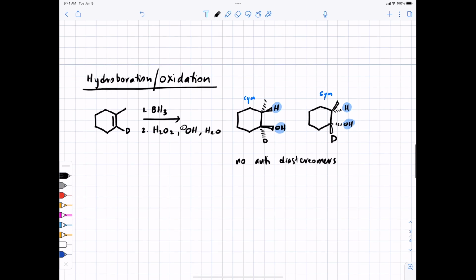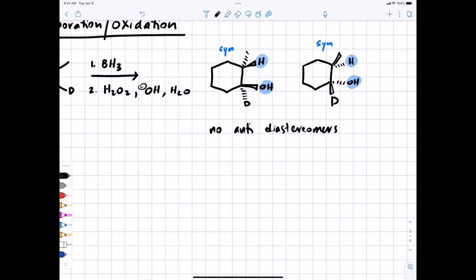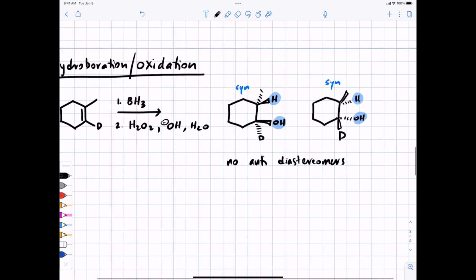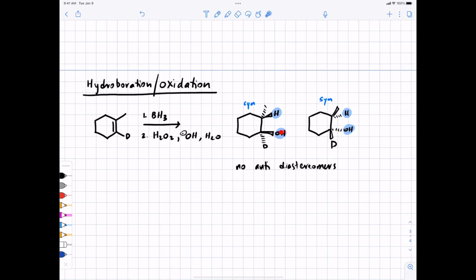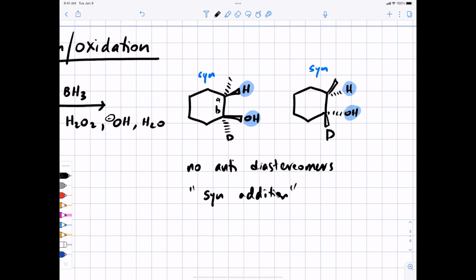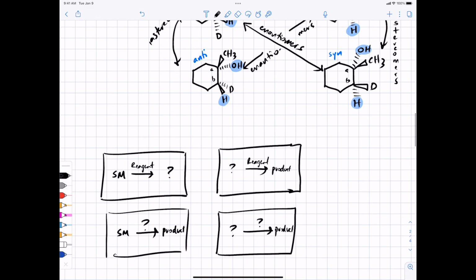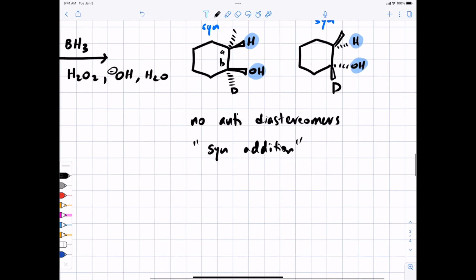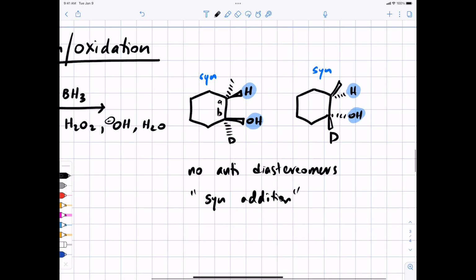And so we can say that this reaction is selective for syn addition of hydrogen and OH across the double bond. So sometimes people will call this a syn addition. Okay, the other interesting feature is that in contrast to the reaction we saw above where the OH ends up on the more substituted carbon, here the OH ends up on the less substituted carbon. So in terms of regioselectivity, this reaction is selective for the anti-Markovnikov product.